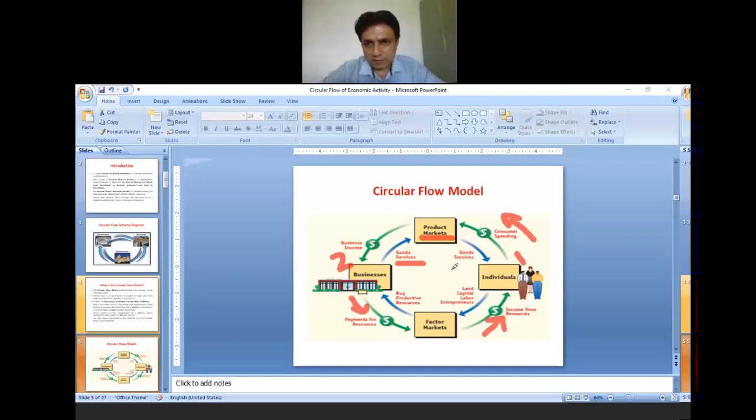So this is the circular flow model, and in this circular flow model, there are two components: one is the individual, and the other is the business or the firms. So in this way, the circular flow model works.